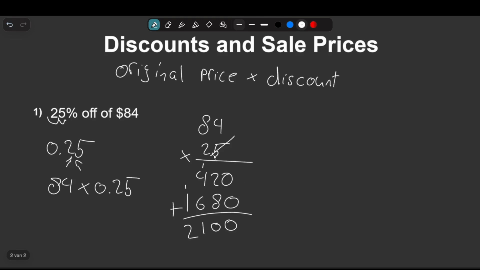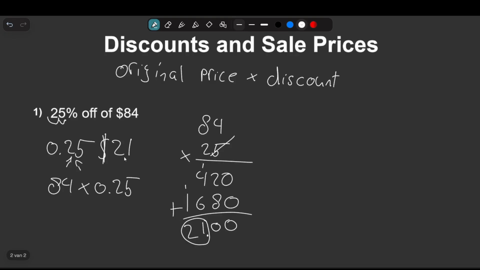But remember, we took the decimal out right here, and now we have to look at how many digits were on the right of the decimal. There were 2 digits, so we're going to place the decimal at the exact same spot, with 2 digits to the right of the decimal. So we got 21. Our discount is going to be $21. So now we got our discount price.